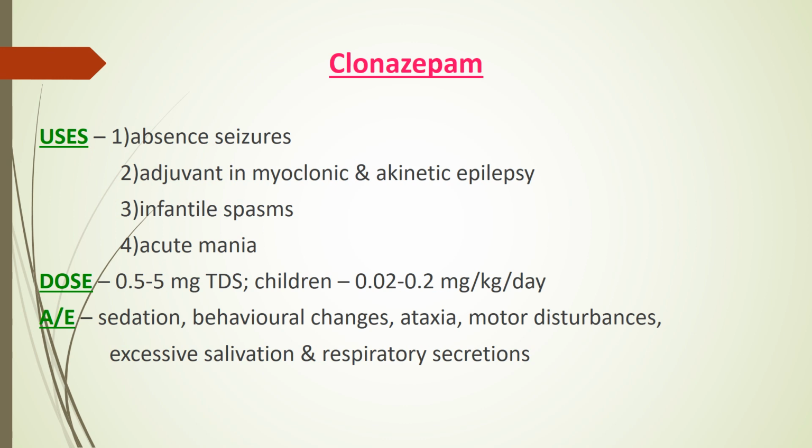So now our first agent is Clonazepam. This is the benzodiazepine with prominent anti-epileptic activity. It's useful in absence seizures, infantile spasms, acute mania, and it's also useful as an adjuvant agent in myoclonic as well as akinetic epilepsy. And it produces certain adverse effects like sedation, behavioral changes, motor disturbances, ataxia, and sometimes it leads to increased salivation as well as increased respiratory secretions.